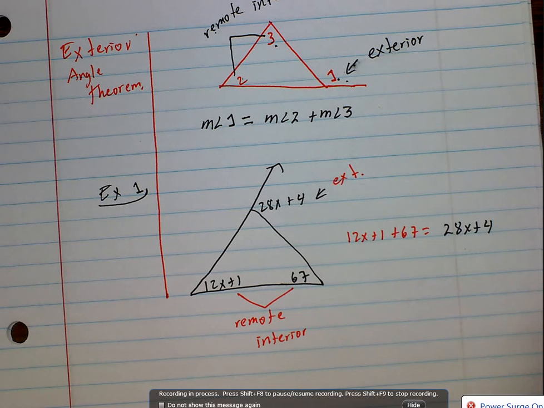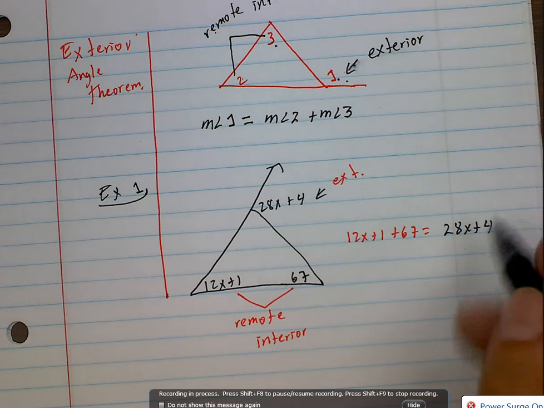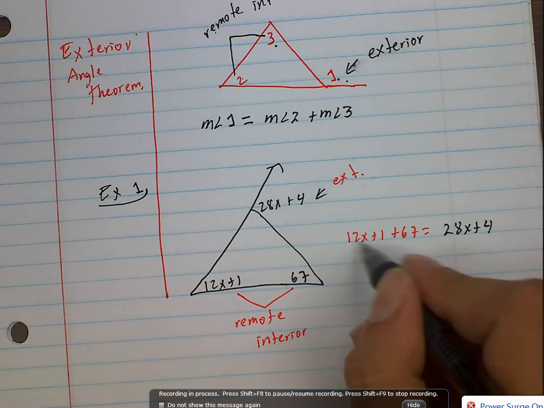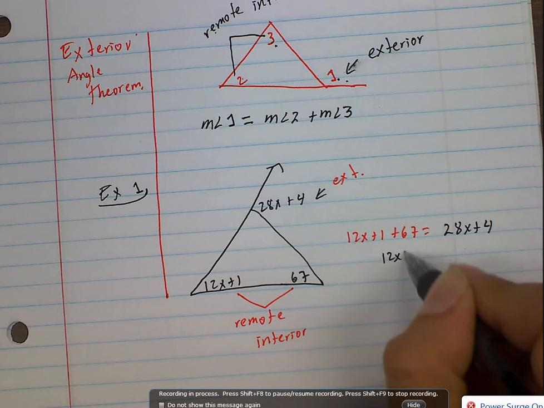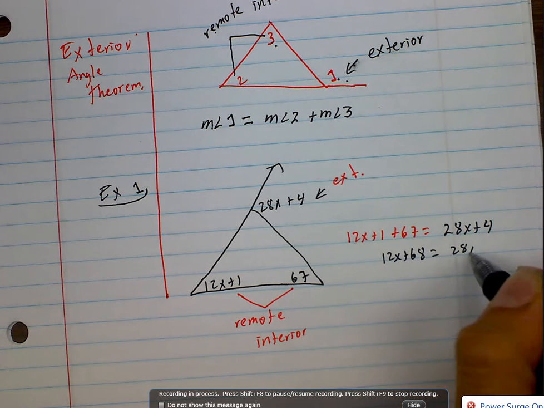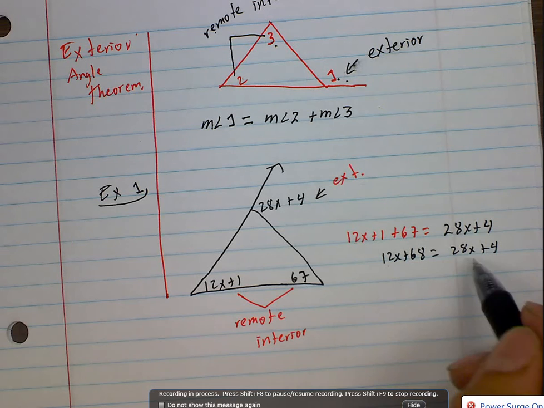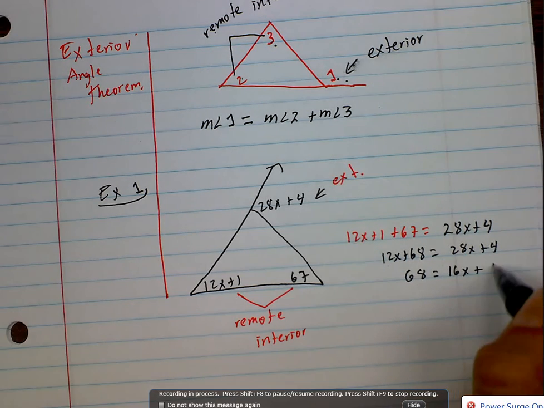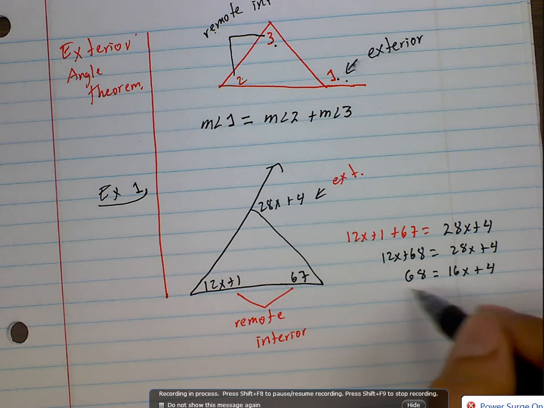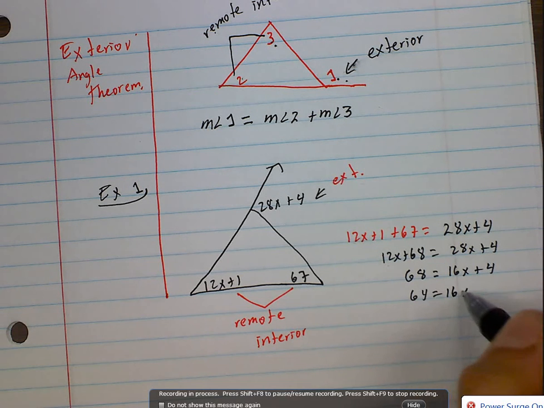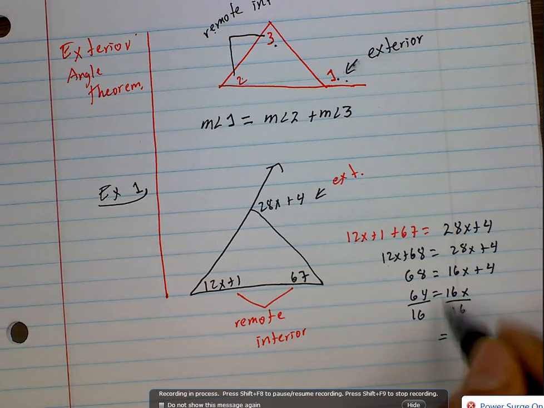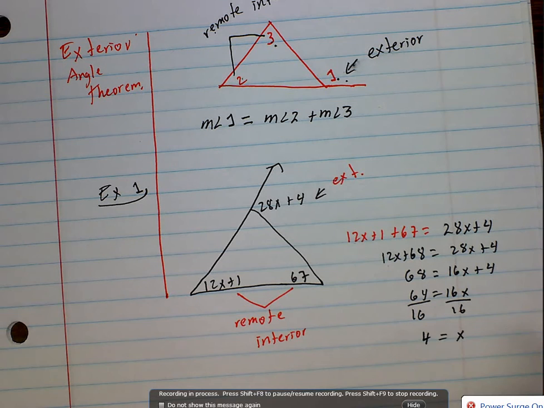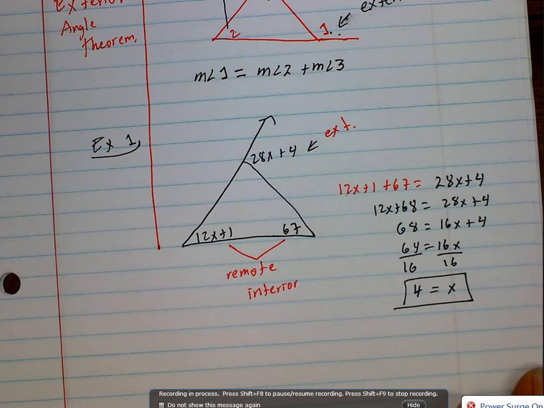Okay, so obviously what they want you to do in this problem is to find x. So let's combine like terms. So we have 12x plus 68 is equal to 28x plus 4. Now I'm going to subtract 12x on each side, so I got 68 is equal to 16x plus 4. Now I'm going to subtract 4, so I get 64 is equal to 16x. Now we're going to divide by 16, and I believe that's going to be 4. So x equals 4.